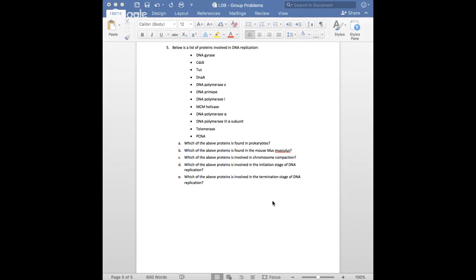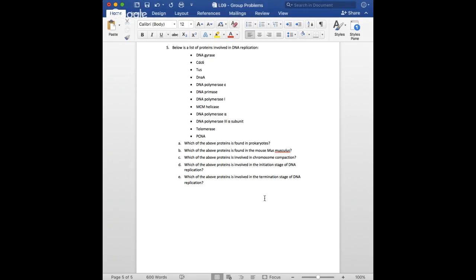And then the proteins that are found in Mus musculus, which are basically going to be the proteins that are found in eukaryotes, are going to be telomerase, PCNA, CDC6, MCM helicase, and DNA polymerase alpha. And for C, the proteins that are involved in chromosome compaction, I only got one of those. I got that it was the telomerase.